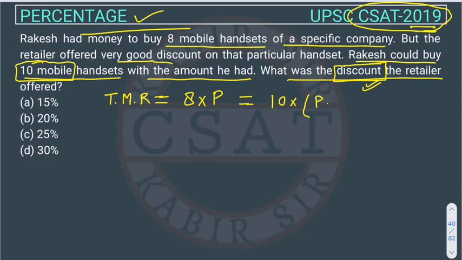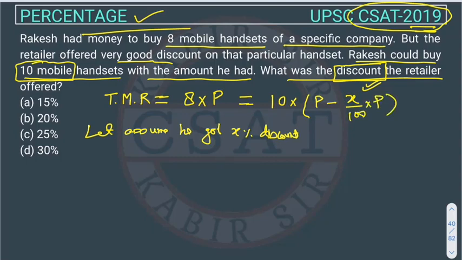but he got a discount. Suppose, let's assume, he got X% discount, right? So here it will become X% of P. You have to understand that both of these, 8P and this, will be equal, because both these amounts are equal to the money Rakesh has. Previously he was able to buy 8 mobiles from this money, and now from this money he is able to buy 10 mobiles. First is this.